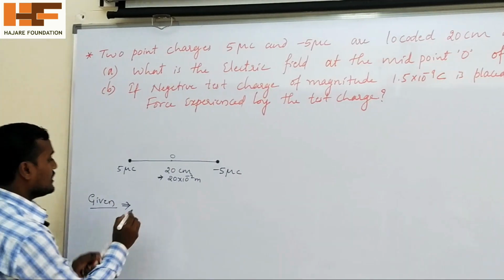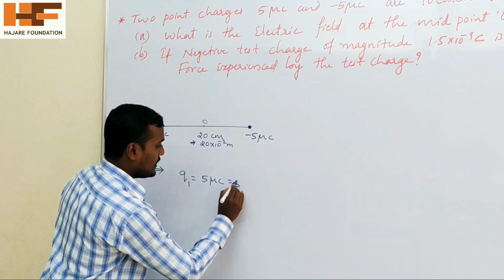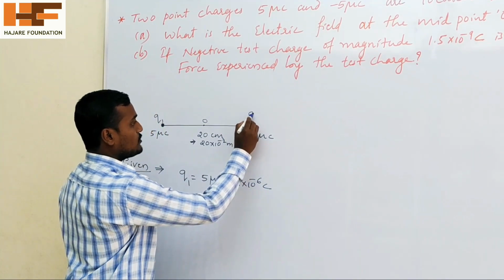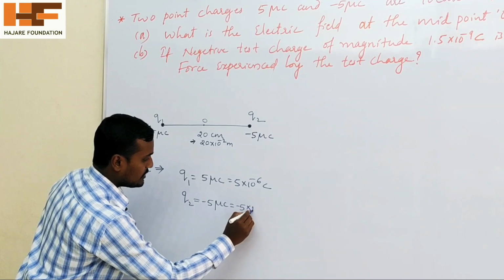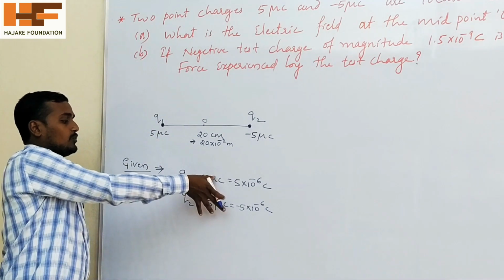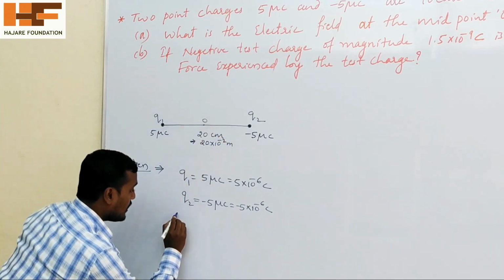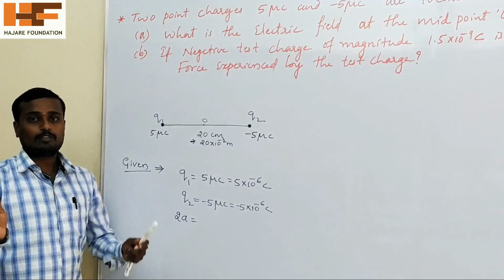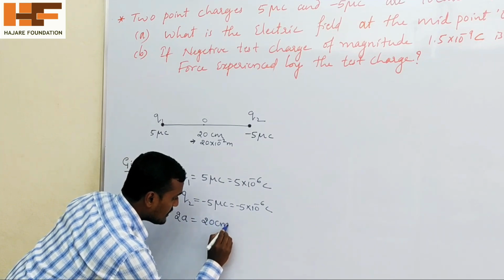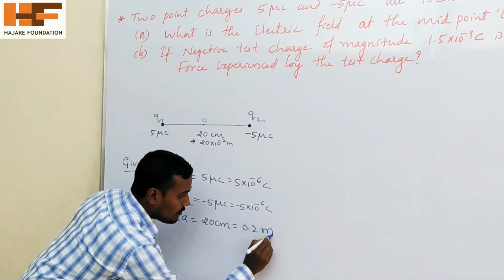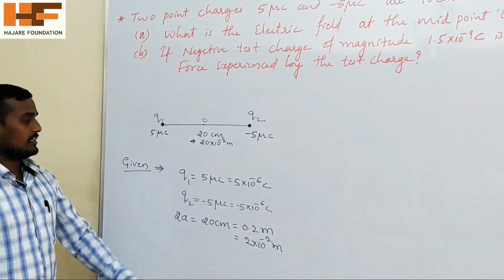What is given here? They gave Q1 is equal to 5 microcoulomb, that is 5 into 10 to the power of minus 6 coulomb. Now Q2 is equal to minus 5 microcoulomb, that is minus 5 into 10 to the power of minus 6 coulomb. Now these two charges are separated by a distance, that is the dipole distance. We have already taken the dipole distance as 2a. In case of a dipole, the distance between the two charges is 2a. 2a is equal to 20 centimeter or 0.2 meter, or you can say 2 into 10 to the power of minus 2 meter, whatever you can take here.